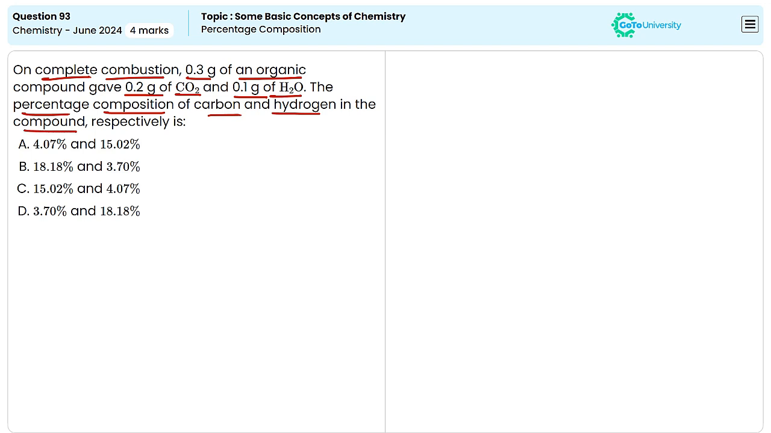Let's take the organic compound as X, and X plus O2 is producing carbon dioxide and water. The mass of carbon dioxide and water are 0.2 gram and 0.1 gram respectively. Now we need to find out the percentage composition of carbon.